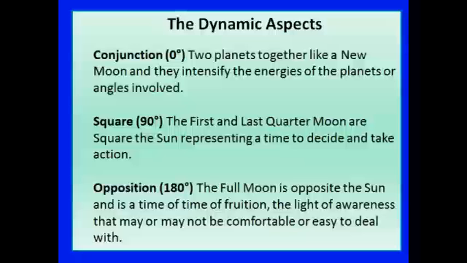Sometimes we have decisions to make, and it's pretty clear and pretty easy to make those decisions. But usually in the square, it's a time to decide on something and take action, and it's not always an easy choice. In oppositions, it's like a full moon point when the moon is opposite the sun. And the full moon point is a time of fruition when the fullest light of the moon is available. And so the light of awareness is what happens when planets are in opposition to each other.